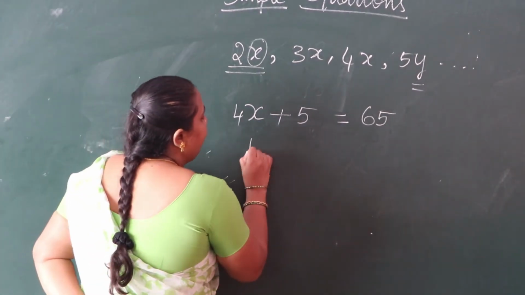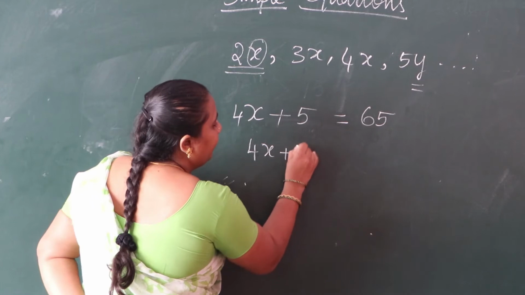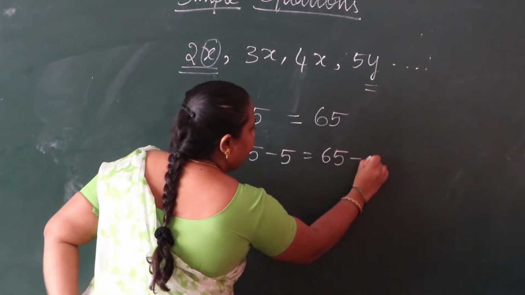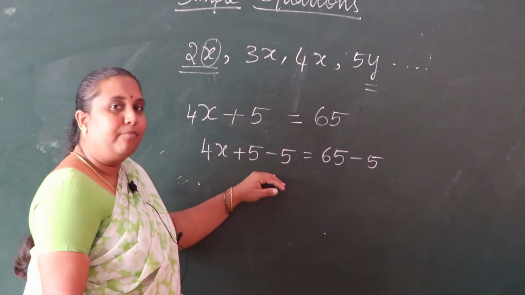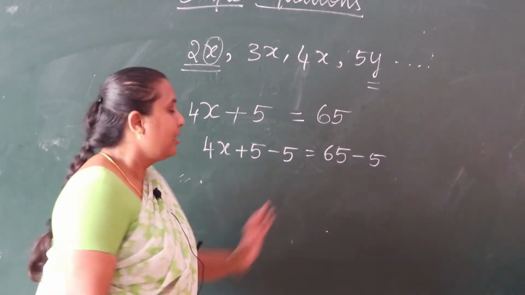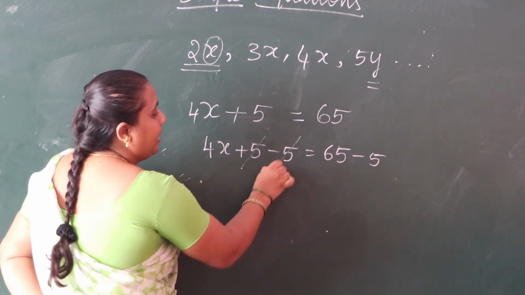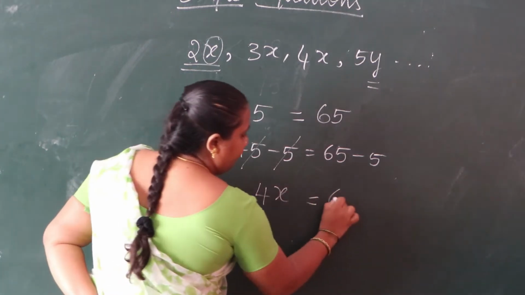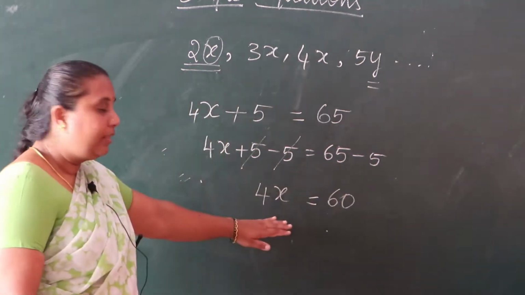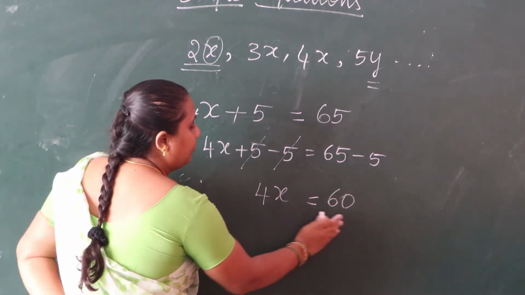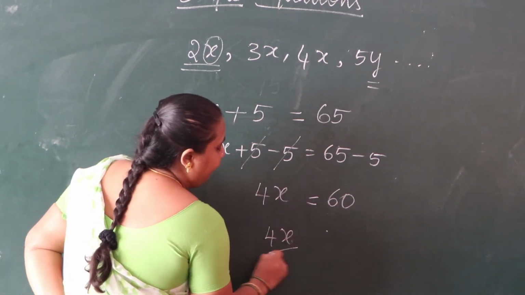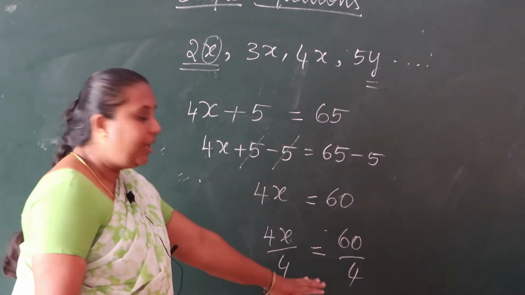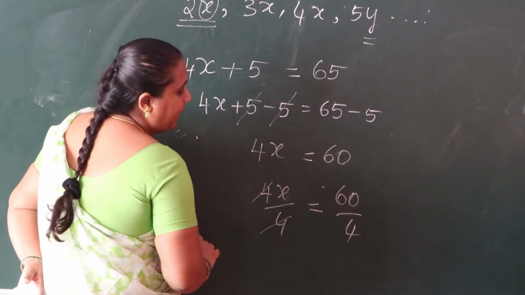So here, 4x plus 5 minus 5 equals 65 minus 5. We subtract 5 on both sides, so plus 5 and minus 5 cancel. So 4x equals 60. Then we divide by 4 on both sides. So 4x by 4 equals 60 divided by 4. Now 4 and 4 cancel.